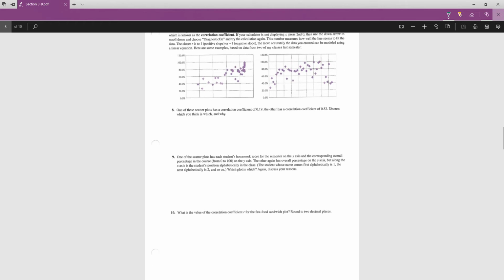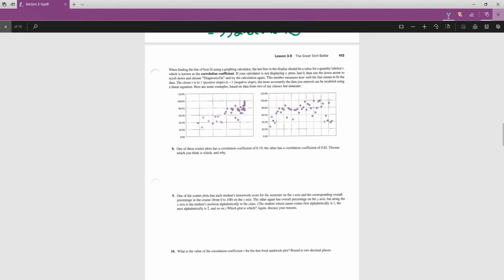We have two scatter plots here given to you, and they're talking about correlation coefficient. Correlation coefficient, the closer we are to 1 or -1, the more accurately the data is being modeled by the line of best fit. Think of these as percents. 1 would be 100%. That would be 100% of my points are on the actual line of best fit. So the closer we are to that 1, the closer the data is to the line.